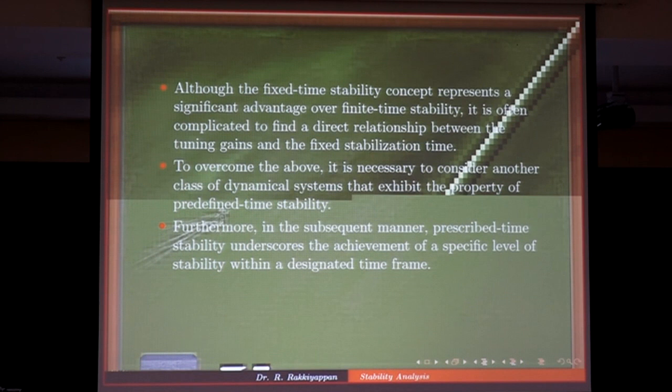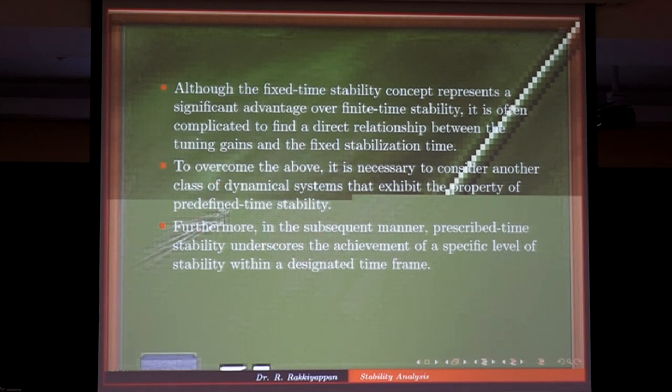Although the fixed time stability concept represents a significant advantage over finite time stability, the reason is that we want to estimate the settling time. It is often complicated to find a direct relationship between the tuning gains and the fixed time stabilization time. So to overcome this, it is necessary to consider another class of dynamical systems that exhibit the property of predefined time stability. This is the third one.